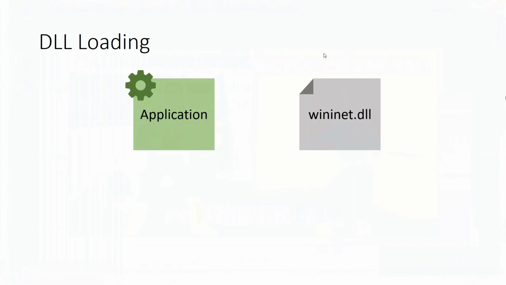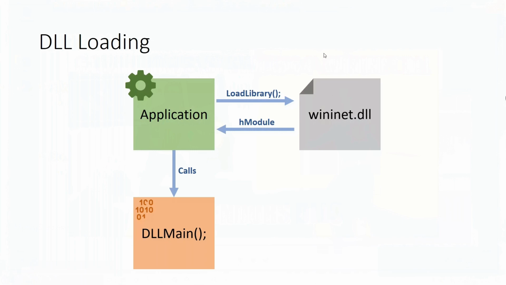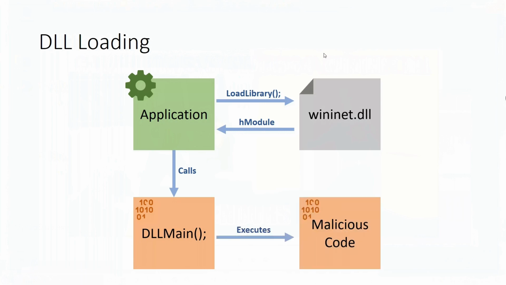The way it works is like this. The application calls LoadLibrary on the DLL file. We get an HMODULE back, and the DLL is mapped into the application. Soon after that, a function called DllMain will be called, which, unsurprisingly, resides inside the DLL binary. This function is supposed to be used for initialization of variables and stuff similar in nature. But in our case, we just put malicious code inside the DLL, and that's it.